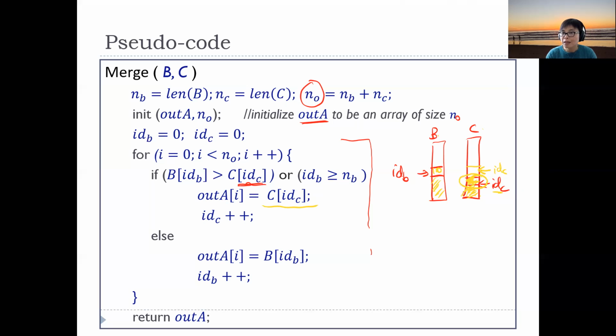That's it. This is in the code because maybe one of them at some point got completely finished. This is just saying that if IDB is already bigger than the length of array B, that means I already finished processing the entire array B. All the numbers are already output. So in this case, I don't need to do it here anymore. I just need to process only the remainder numbers in C. So this is the entire algorithm, right?